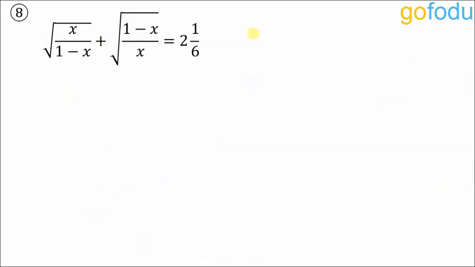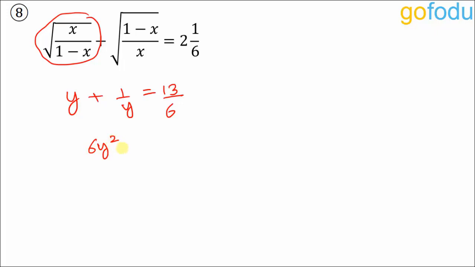Okay, next question. Again, a very simple question. If I replace this whole term by y, then this is nothing but the reciprocal of this term. So this is y plus 1 upon y is equal to 13 upon 6. So the quadratic equation then formed will be 6y square minus 13y plus 6 is equal to 0.